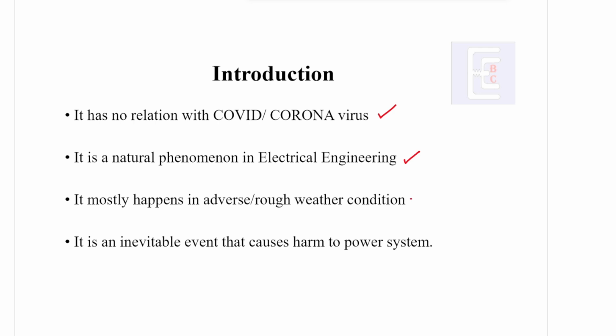Mostly it happens in adverse or rough weather conditions like storms and rainy seasons. However, it can happen in normal conditions also. This is an inevitable event. It will surely occur at one point of time, and it causes harm to the power system in many respects, in terms of power loss, corrosion, erosion, etc.